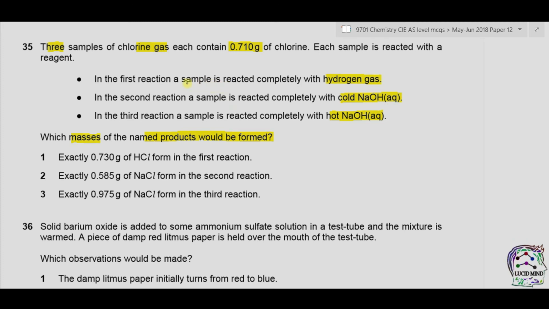Let's first write the balanced chemical equation. For first reaction, we have hydrogen gas, chlorine gas. It will form HCl. Now we can see that in balanced equation 1 mole of chlorine forms 2 moles of HCl. Now we can find the moles of chlorine by using this mass, and the molecular mass of chlorine is 71. So dividing mass divided by molecular mass, number of moles of chlorine come equal to 0.01 moles.